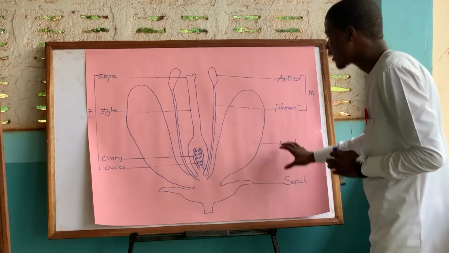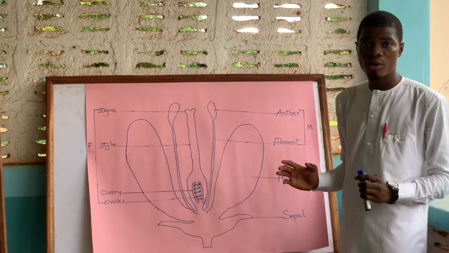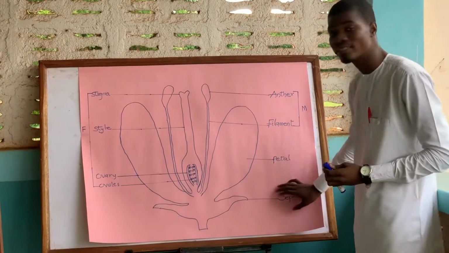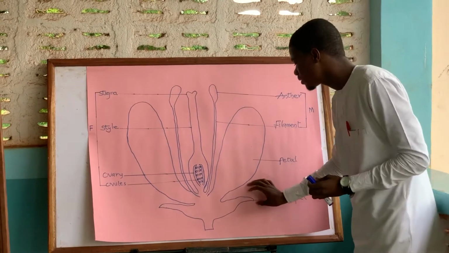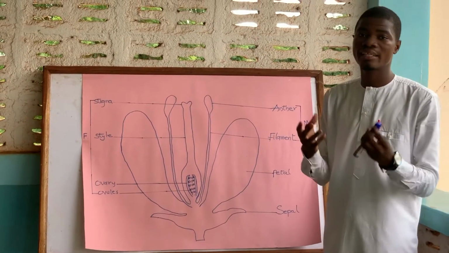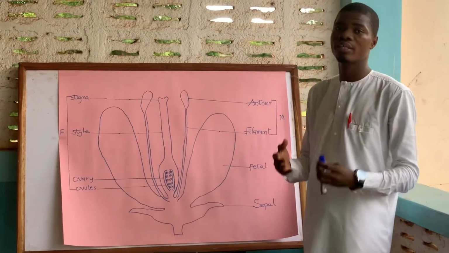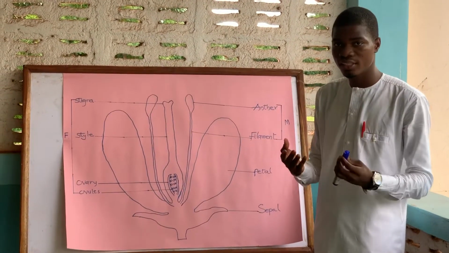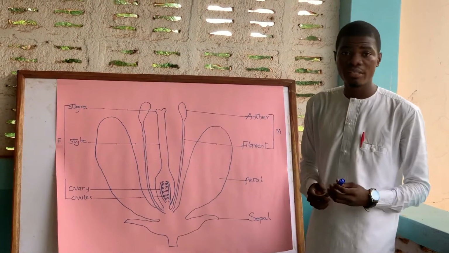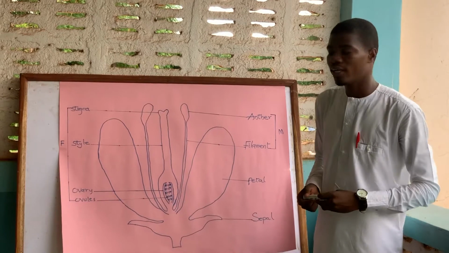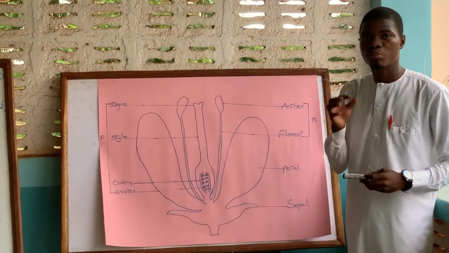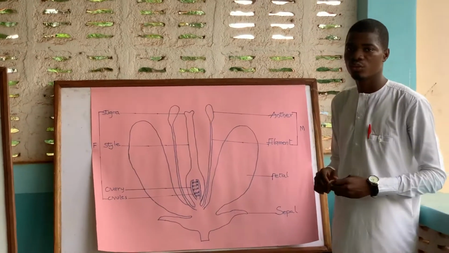Two most important parts of the flower, which I'm yet to discuss with you, are the petals and then the sepals. The sepals protect the flower when the flower is still at the budding stage or when it is still in the unopened stage. As for the petals, they are mostly brightly colored and then they attract insects or pollinators for the process of pollination to take place.